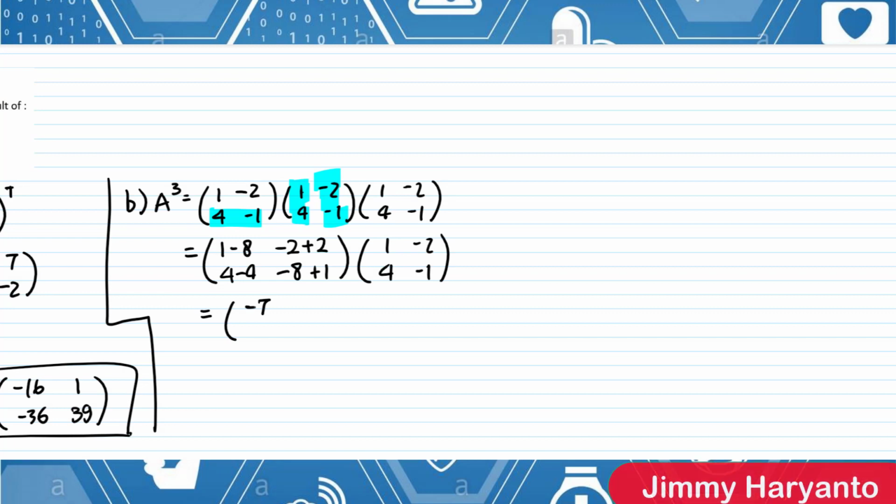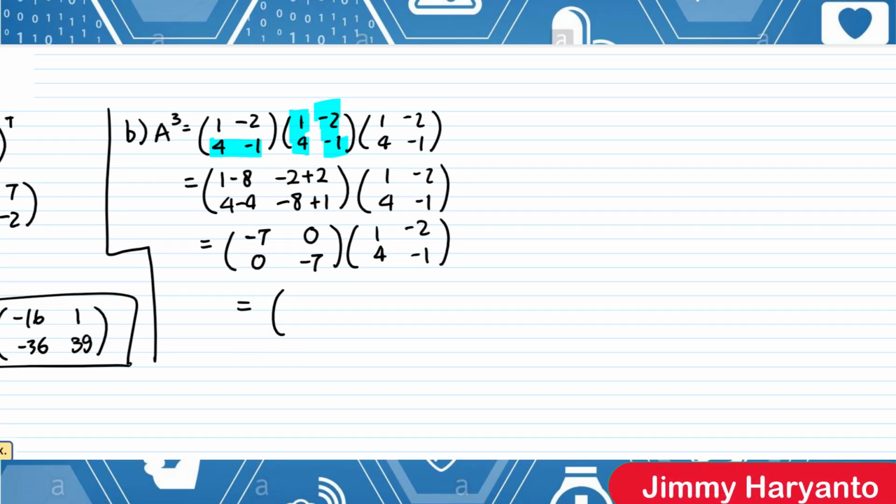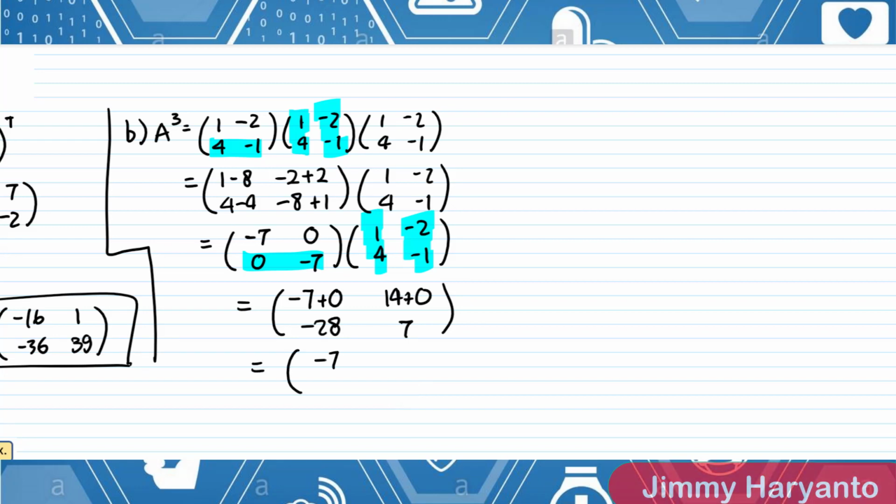So let's simplify. It will be negative 7, 0, 0, negative 7, times 1, negative 2, 4, negative 1. Multiply it one more time: the first row and the first column, you'll get negative 7 plus 4 times 0, 0. And then the first row with the second column, you'll get 14 plus 0, and for the second row, you will get 0 and negative 28, 0 and 7. Therefore, the result is negative 7, negative 28, 14, and 7. There you go. This is a cube.